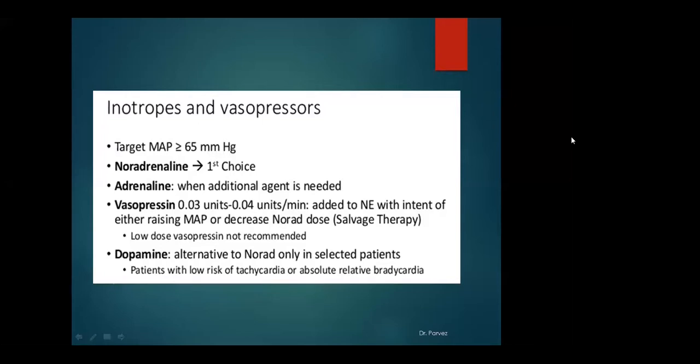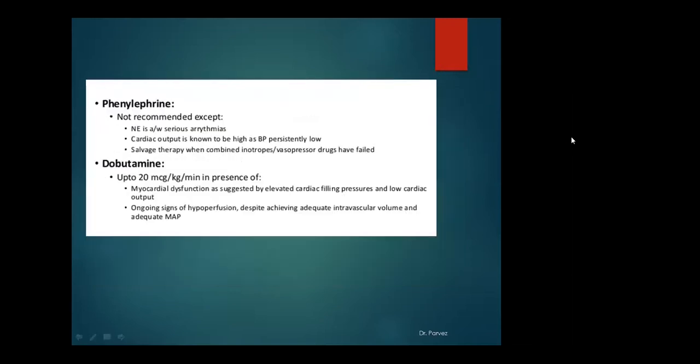Coming to the favorite, dopamine. Dopamine is not the drug of choice here again. It's an alternative to norepinephrine in selected patients, like patients who have a low risk of tachycardia and who have relative bradycardia. Meaning you expect the patient to have a heart rate of 120 despite having high-grade fever, but still the patient has a heart rate of 80. So despite having a high-grade fever of 104 and despite having hypotension, the heart rate is 80, which is normal, but it is a relative bradycardia here.